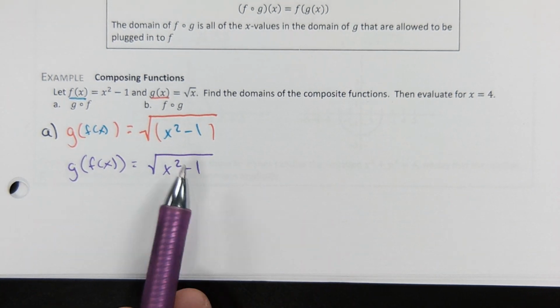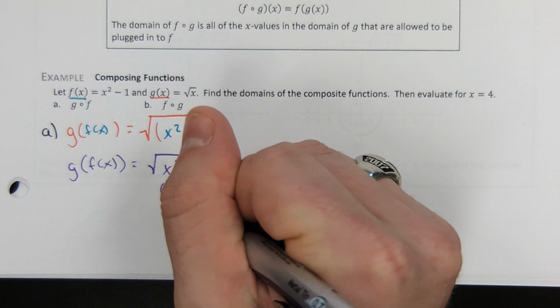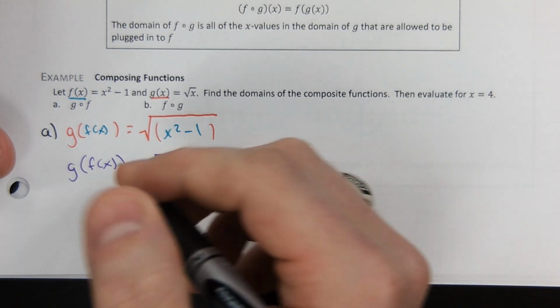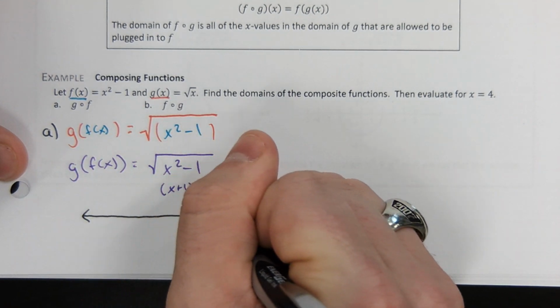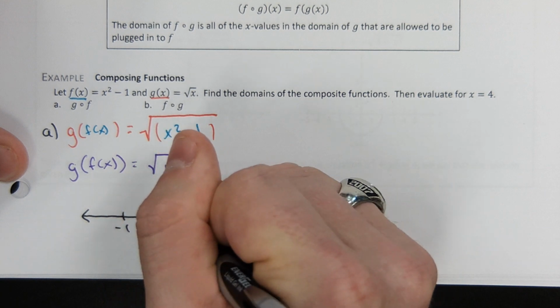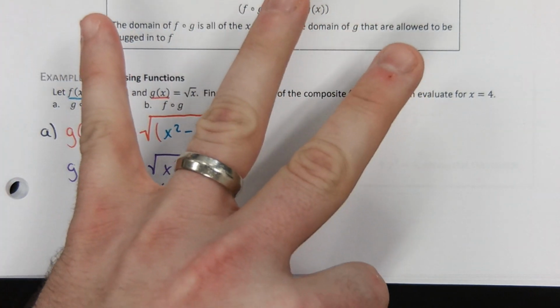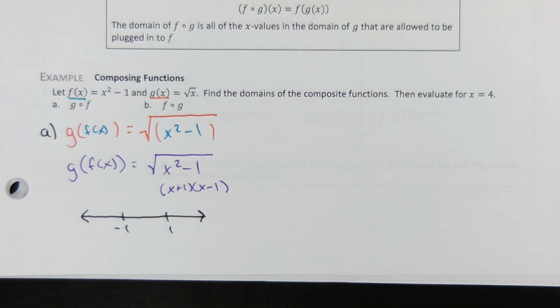This factors. That's what it factors to. It has two zeros, positive 1 and negative 1. You put those two numbers on a sign diagram, which is just fancy speak for a number line that's been split into zones. Those two numbers split my number line into 3 zones. 1, 2, 3, count them. Okay. What we have to do is test the zones to find out if they're going to be positive or negative. Because remember, I can't take the square root of negative things.